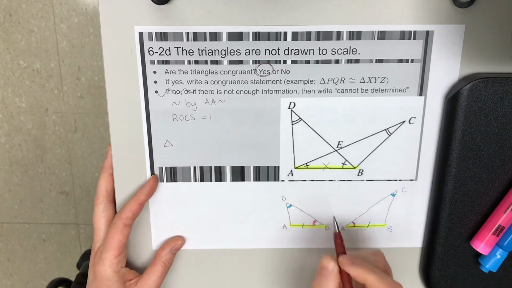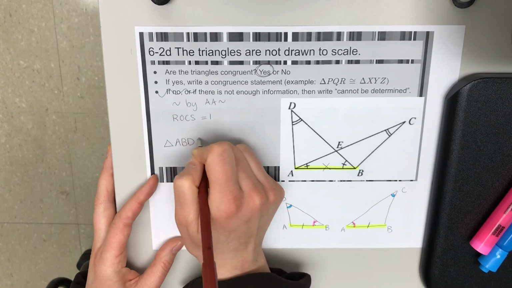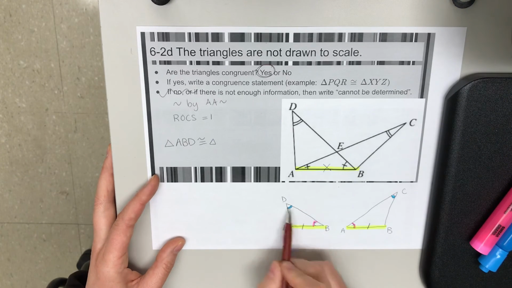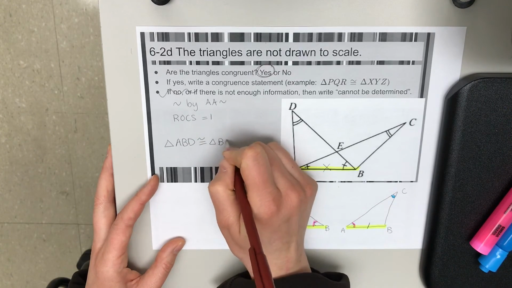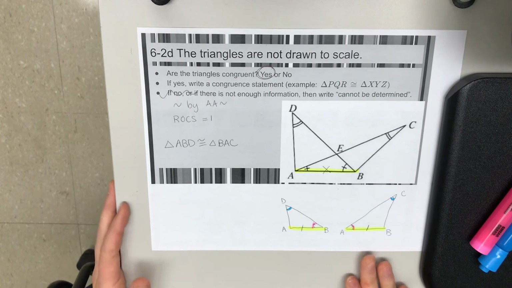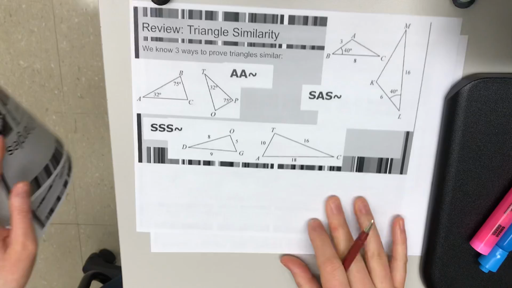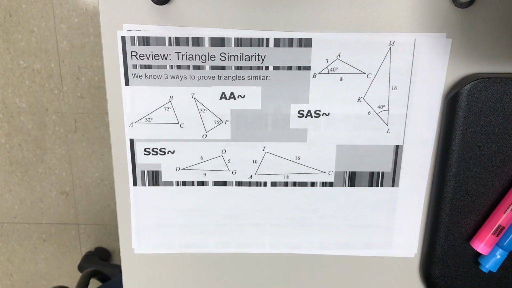So if yes, I'm going to say triangle ABD is congruent to triangle, yellow to pink to blue, yellow to pink to blue, so BAC. That was pretty fast, but that's our first day with congruent triangles. We are proving that number 1, they are similar, and remember there's 3 ways we can show them similar. So we have to prove them similar first, then we have to find corresponding sides that have a ratio of 1, and that makes them congruent.